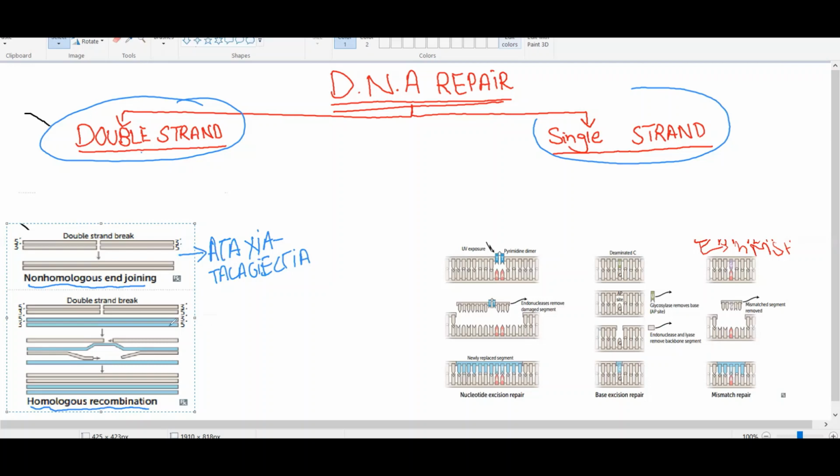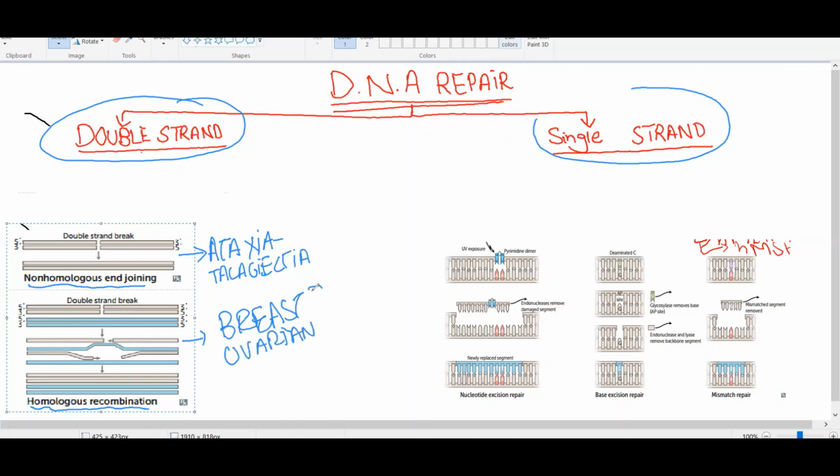Next is homologous recombination double-stranded repair of the DNA. Here it requires two homologous DNA duplexes. A strand from the damaged DNA is repaired by using the complementary strand from the intact homologous DNA. If this kind of repair does not take place, then this leads to breast and ovarian cancer.